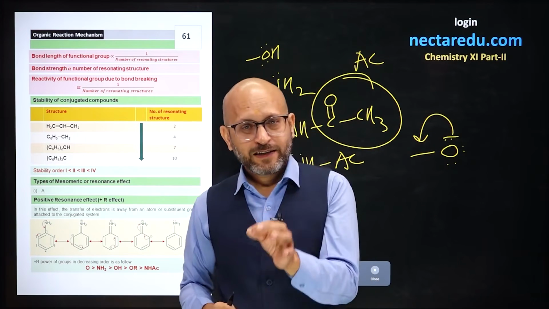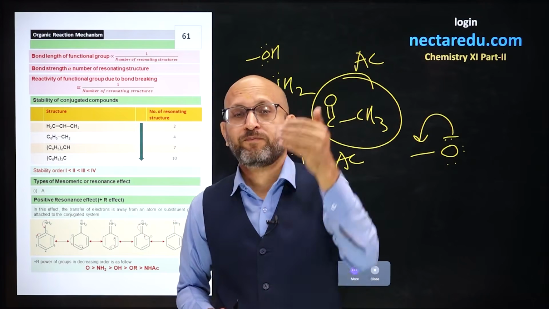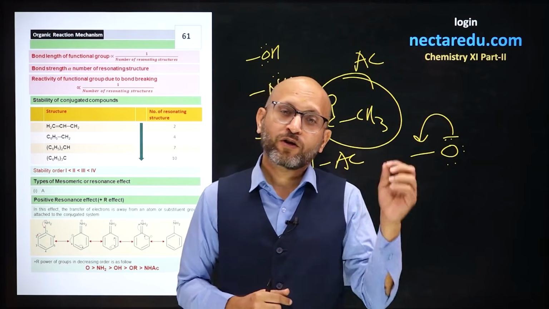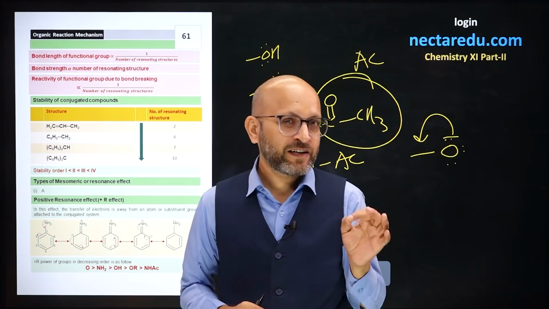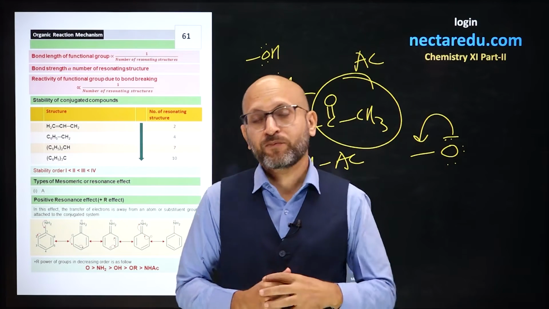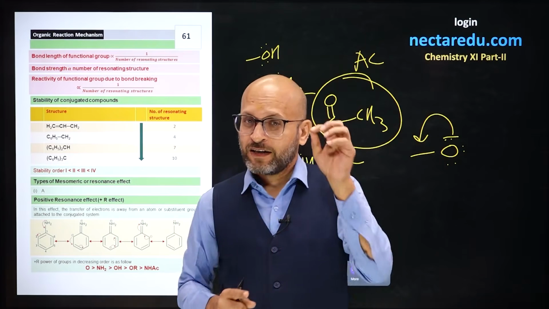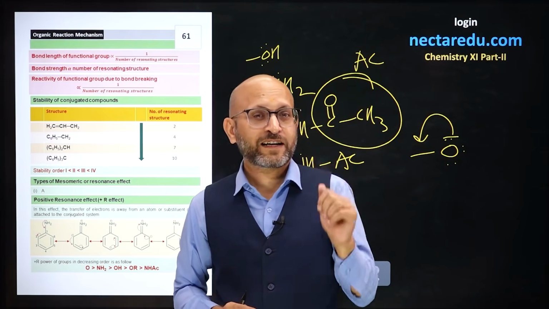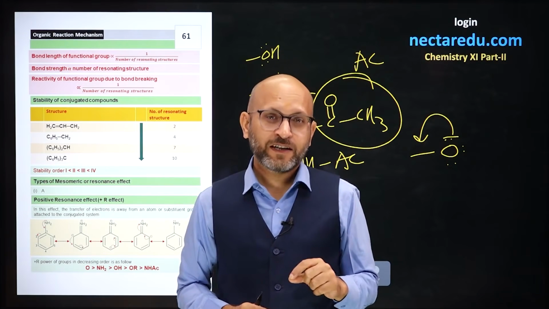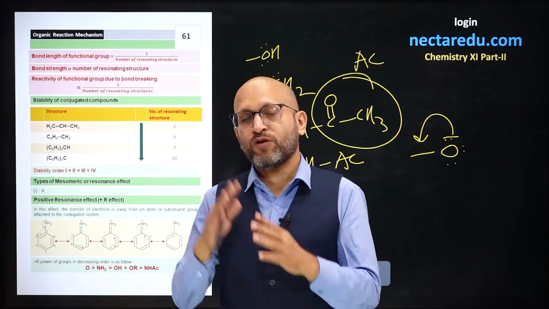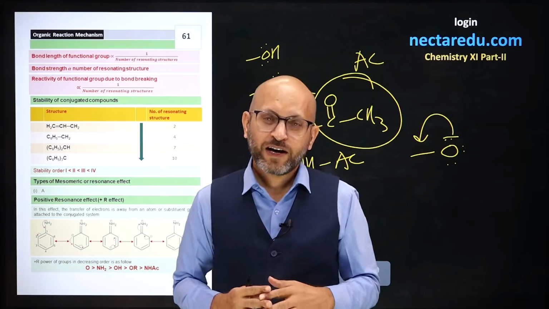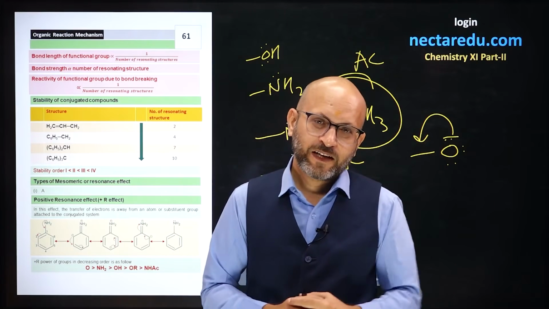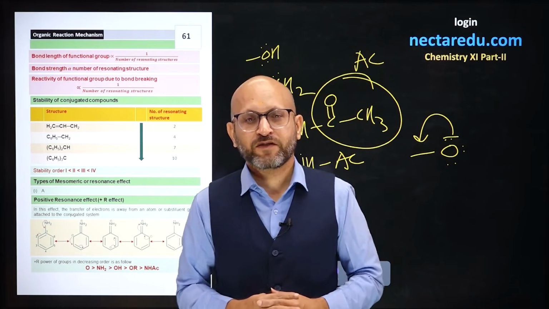Next, what do you think? NH2 will show greater mesomeric effect or OH? I think you will say N has less electronegativity, so it has a tendency to share more electrons than OH, which has oxygen as the donating atom and it has more electronegativity. So what will be the order? The order will be O minus, then you will have NH2, then you will have OH, then you will have OR, then you will have NHAc. So this will be the order of positive mesomeric effect.